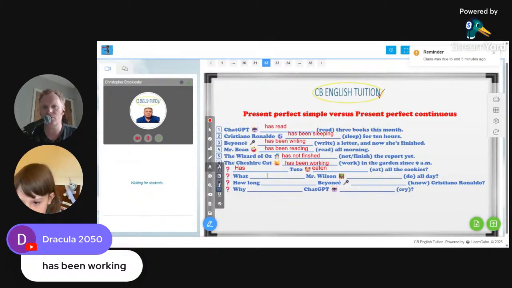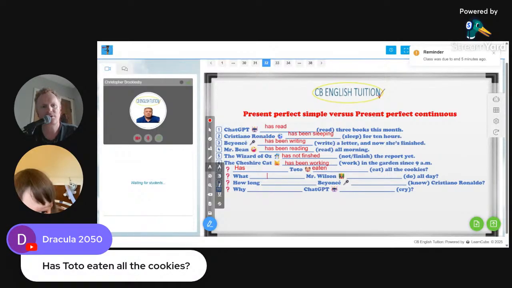Mr. Wilson again. Yes. Okay, number 8. Answers in the comments. Can anyone do Mr. Wilson? Okay, they're getting faster now. Has Toto eaten all the cookies? Is Dracula correct, Varvara? Yes. Okay, we're on to number 9. No, what number are we on? 8. Okay, on to number 8 now.